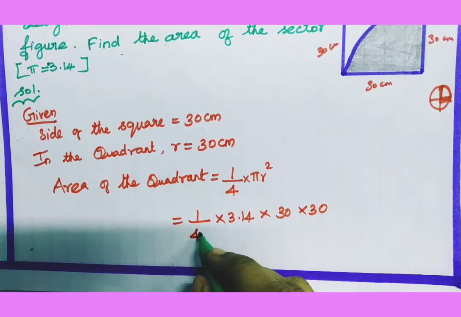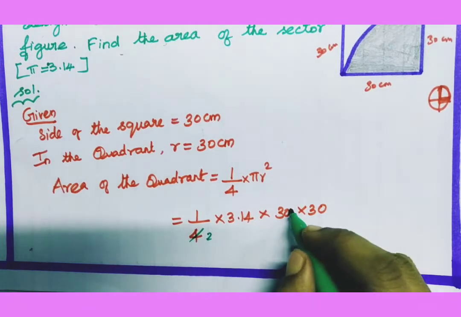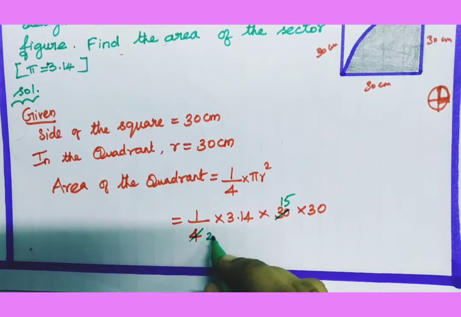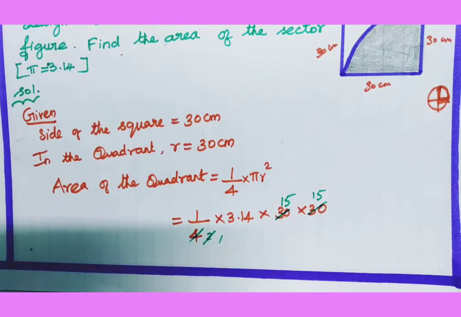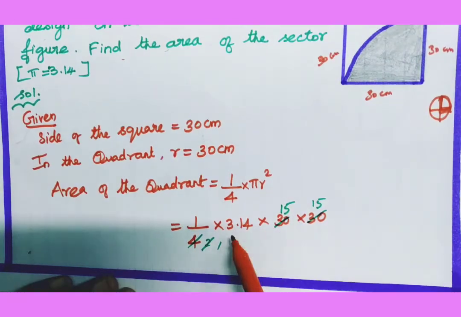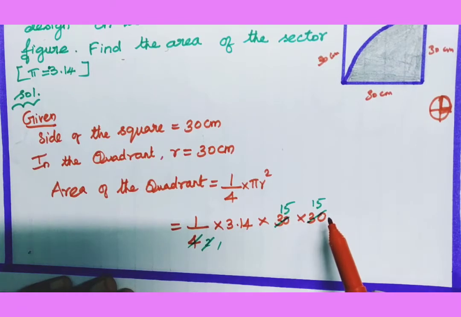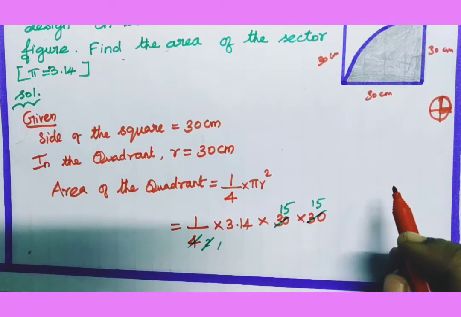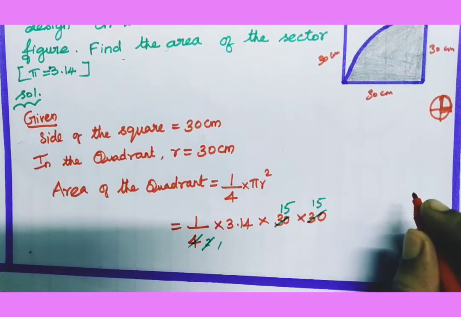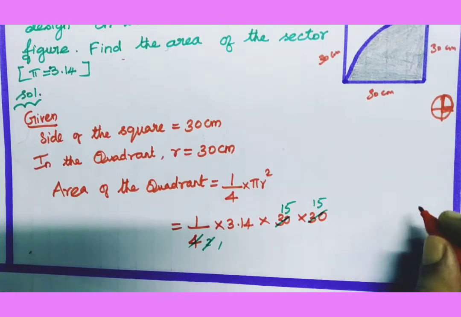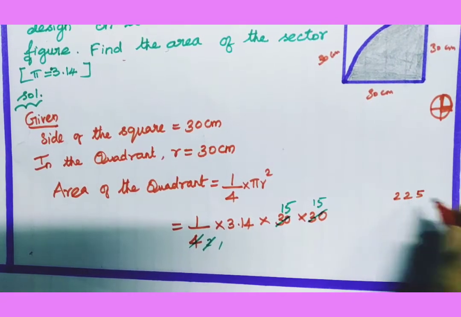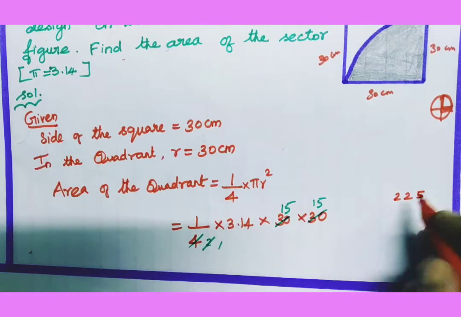So I am going to cancel these whole numbers. 2 2s are 4, 15 times. Again 1 2 is 2, 15 times. Next, I am going to multiply 3.14, 15 and 15. 15 into 15, we know very well. Tell me, 15 into 15 is what? Yes, 225. I am going to multiply 314.